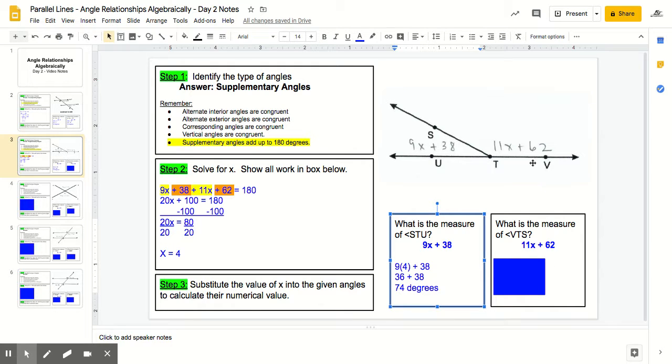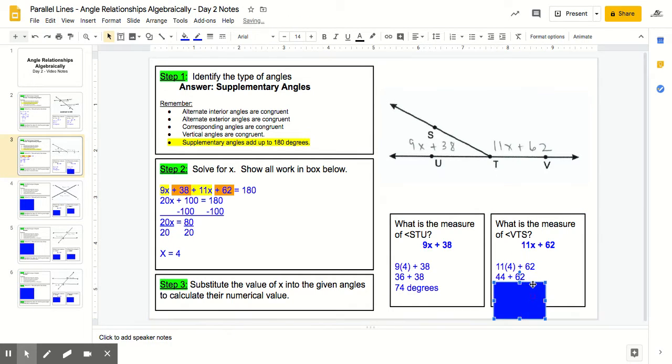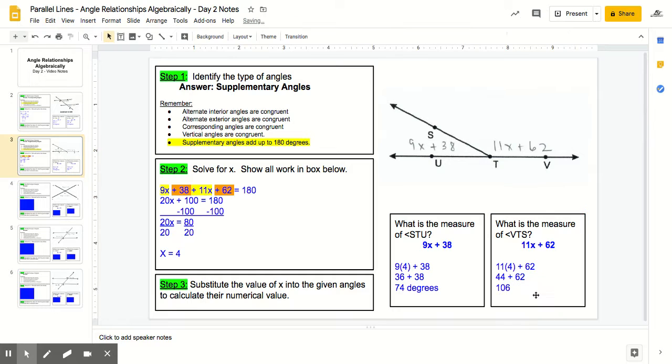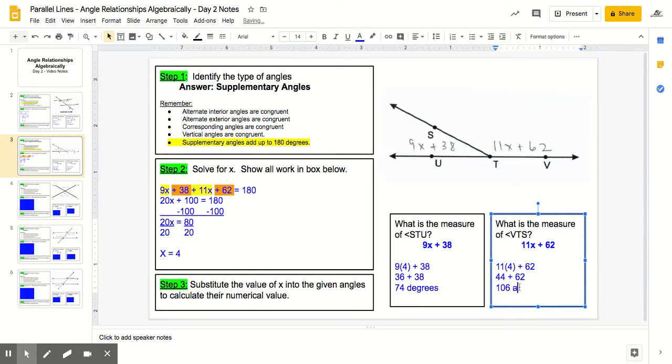Next angle, which is angle VTS, which is equal to 11x plus 62. Again, instead of writing that x, I'm going to plug in 4 because that's what x is equal to. I have to multiply first before I add. 11 times 4 is 44. 44 plus 62 is 106. So the measure of that missing angle is 106 degrees.